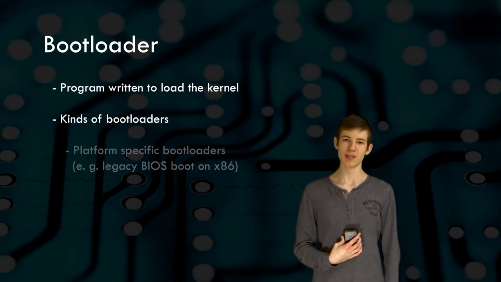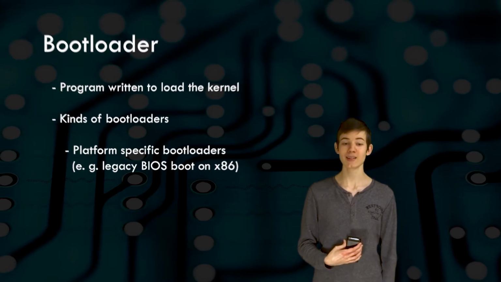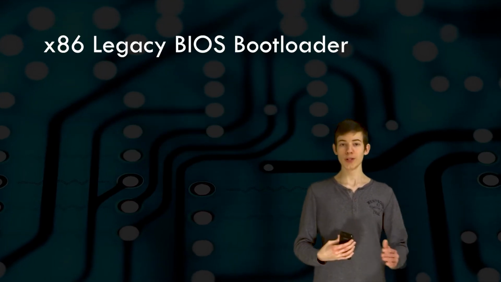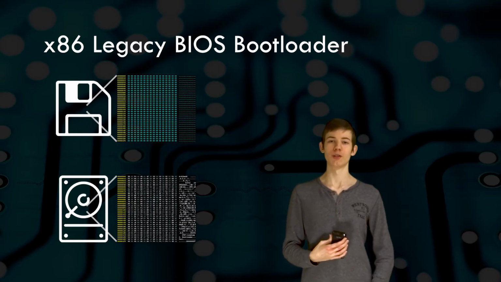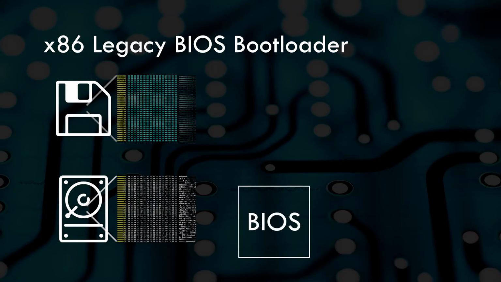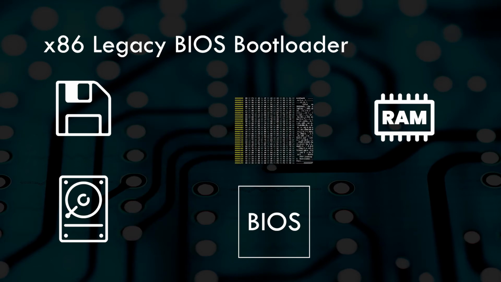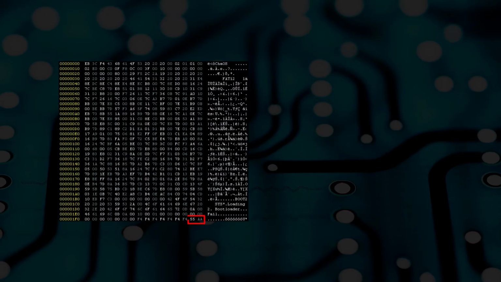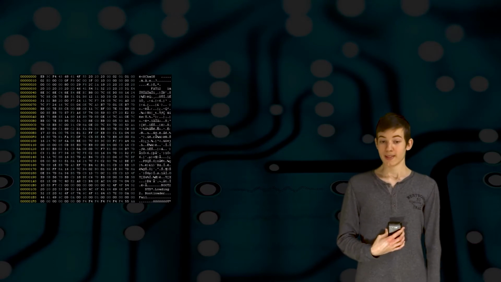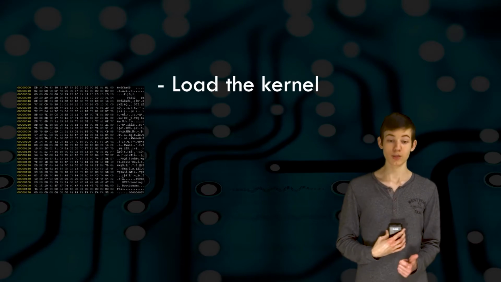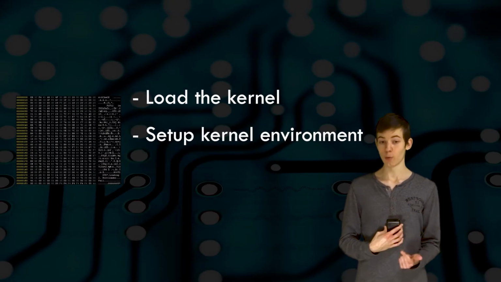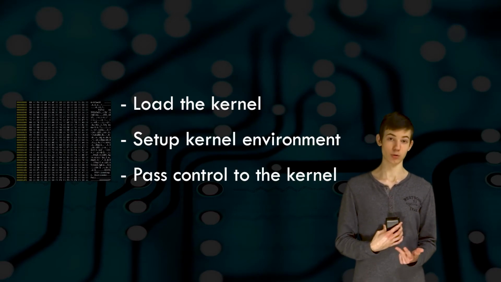Those can for example be platform-specific bootloaders, like an x86 legacy BIOS bootloader, which resides in the boot sector of a storage device. The BIOS transfers the 512-byte long boot sector from each device into physical memory, and if a certain flag is present, the BIOS passes control to the bootloader. The bootloader must now load the kernel into memory from a file on the storage device, set up a suitable environment for the kernel, and pass control to it.